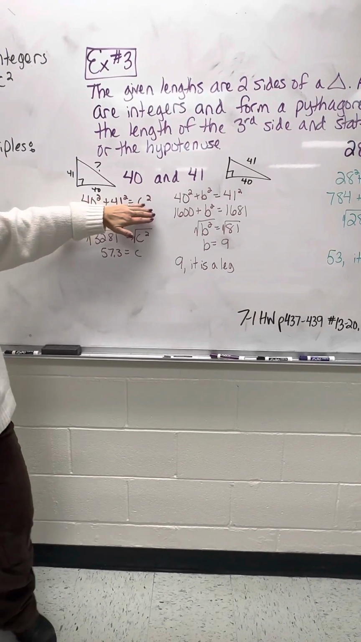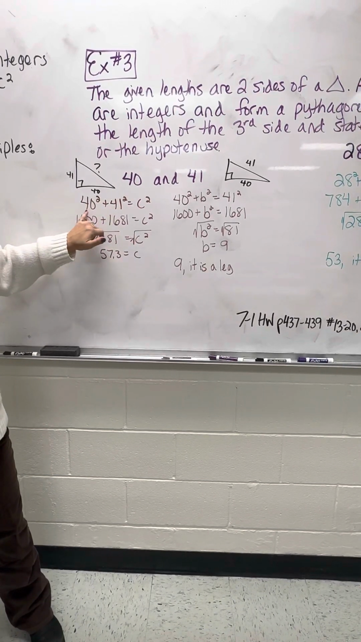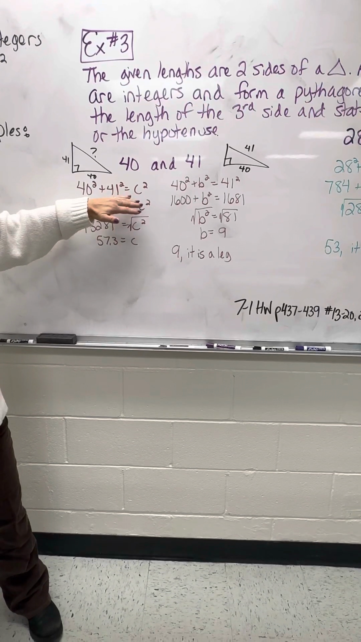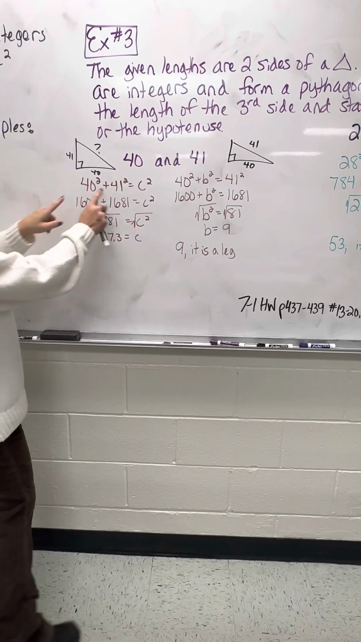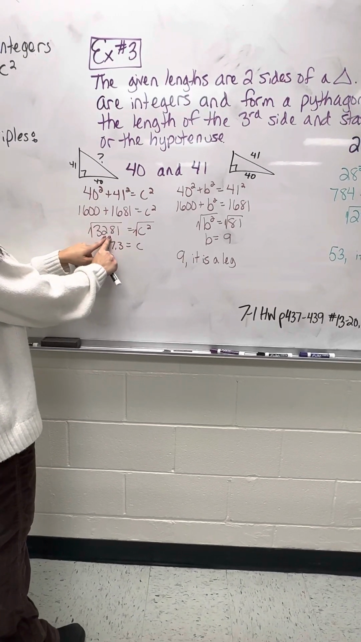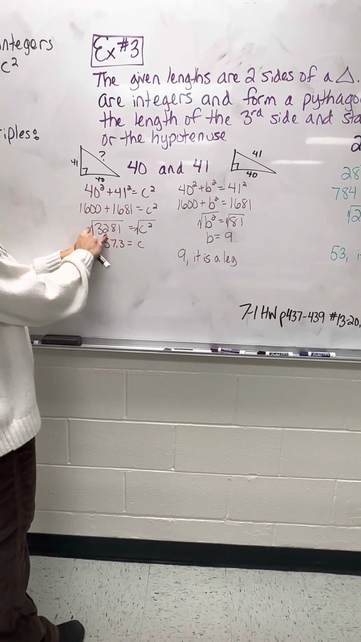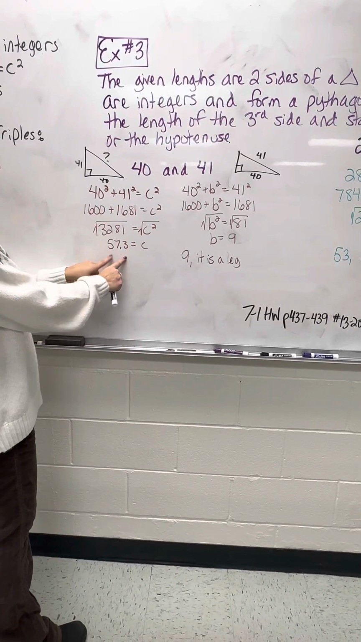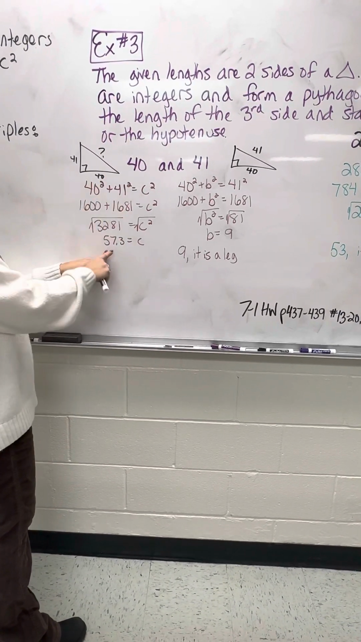I started with this scenario. I put 40 and 41 into the Pythagorean theorem, and I want to see if it works, meaning I get a whole number. So when I square my numbers, these are the numbers that I get. When I add them together, I get 3,281. When I square root both sides to solve for C, I get a decimal. This tells me right away that this scenario does not work.